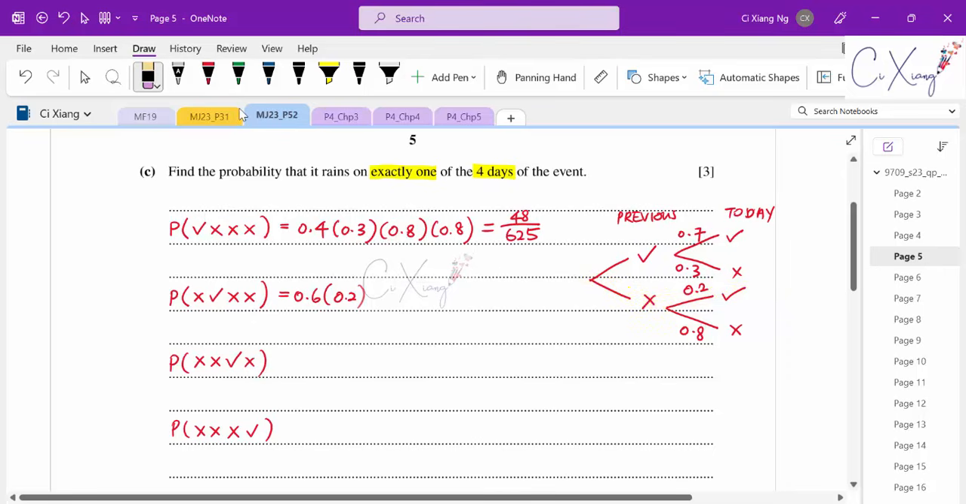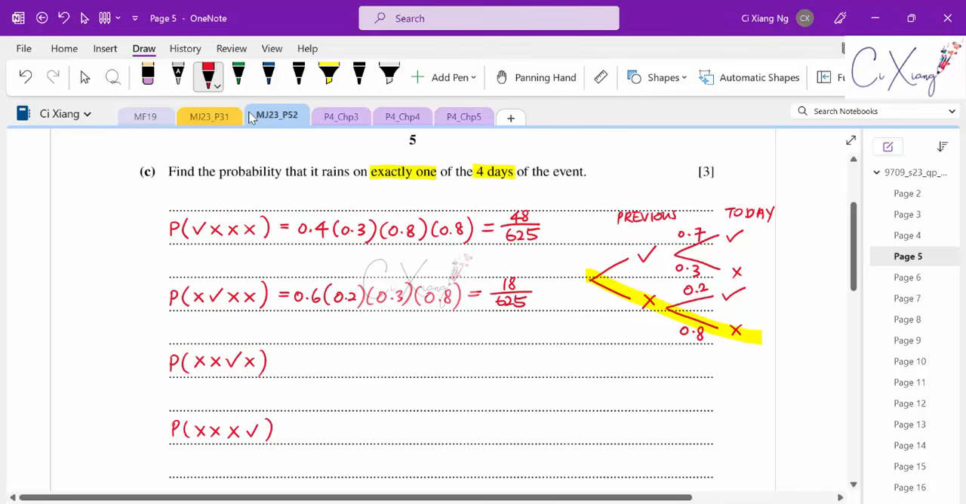Then now you come to the third day. So for this third day, the third day is today. So today not raining, but previous day is raining. So you have a look at the tree diagram again. Previous day raining, but today not raining. So it should be 0.3. So you put in 0.3 here for the second case. And the last one is previous day not raining, then today not raining. Previous day not raining, today also not raining. If you have a look at the diagram, it should be this one, which is 0.8. Alright, so you have 0.6 times 0.2 times 0.3 times 0.8. Okay, 18 over 625.